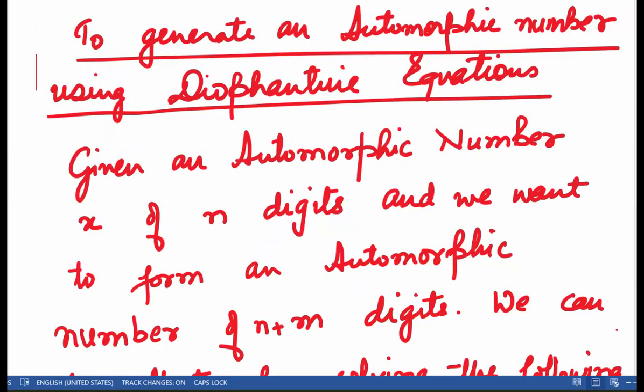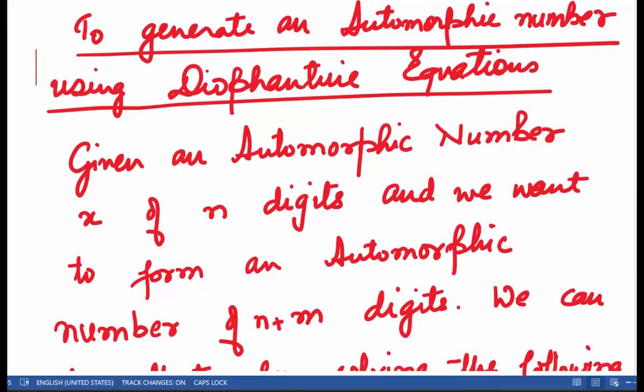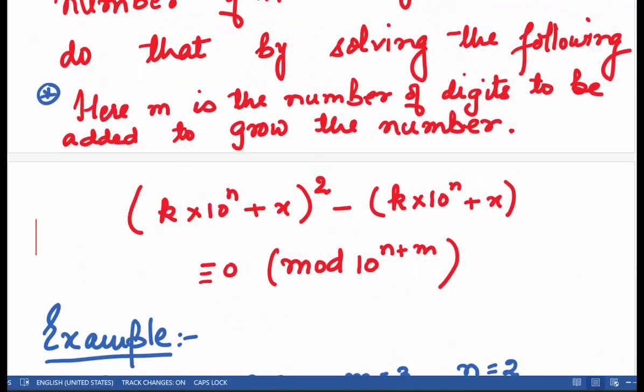We can generate an automorphic number using Diophantine equations also. Now, what does it mean? It means if we are given an automorphic number x of n digits and we want to form an automorphic number of n plus m digits, we can do that by solving the following. Here, remember, m is the number of digits to be added to grow the number. So, by solving (k into 10 to the power n plus x) whole square minus (k into 10 to the power n plus x) is congruent to 0 mod 10 to the power m plus n.